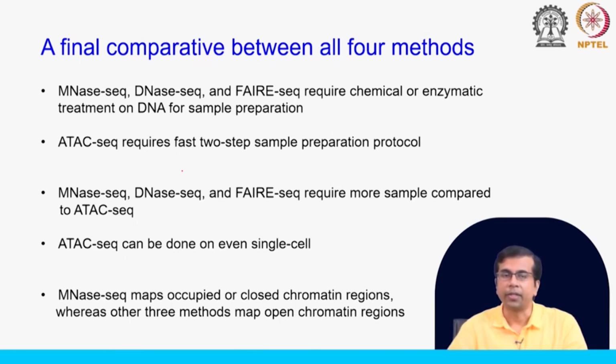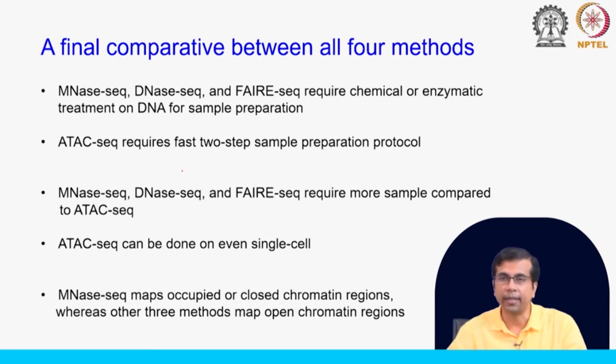Another difference we have seen is with MNase-seq. MNase-seq maps occupied or closed chromatin regions mostly. Because of the properties of the MNase enzyme, it chews up the DNA that is not bound by any protein, for example histones or transcription factors. So, at the end we are left with DNA that is bound, and we actually sequence the occupied or closed region. Whereas the other three methods, DNase-seq, FAIRE-seq and ATAC-seq, map open chromatin regions.